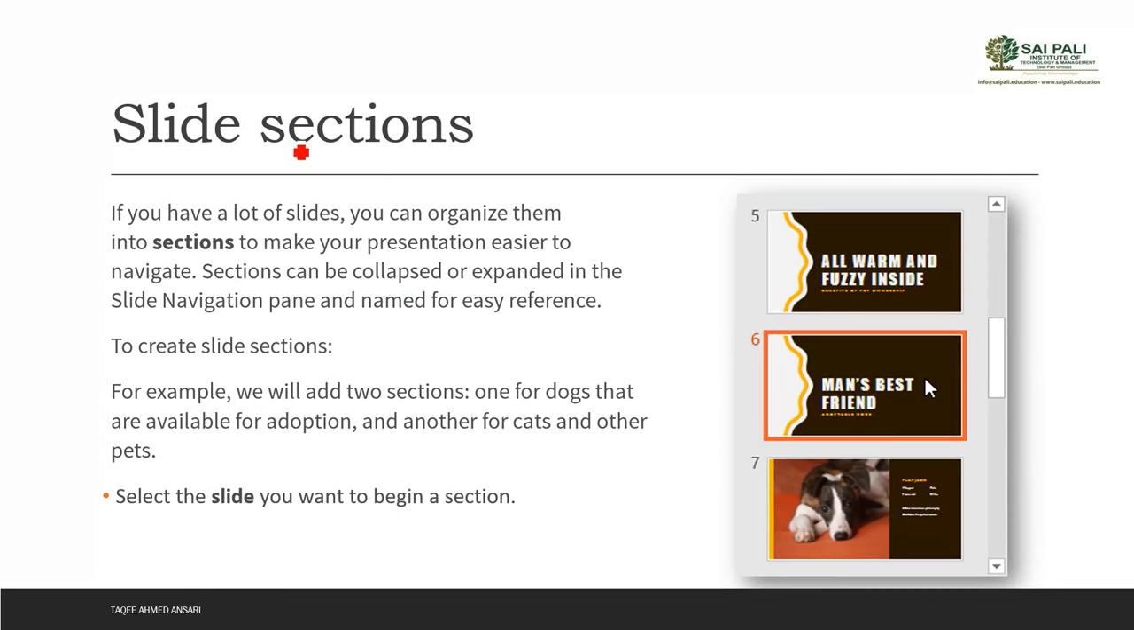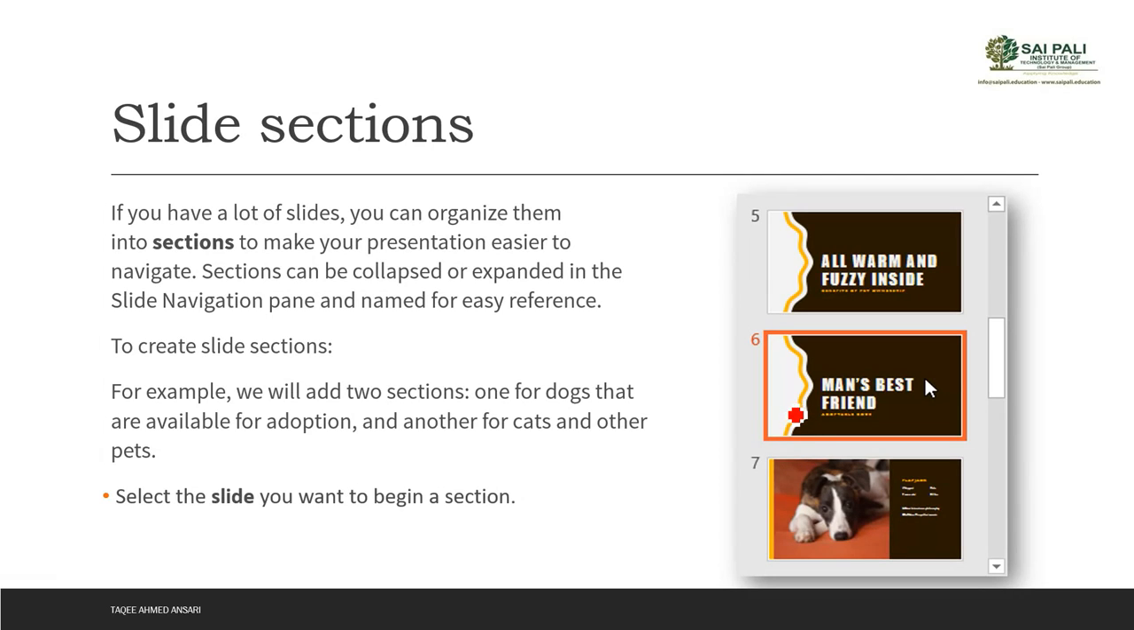Then we have another option, which is to divide your PowerPoint slides into sections. If you have lots of slides, you can organize them into sections to make your presentation easier to navigate. Sections can be collapsed and expanded in the slide navigation pane and named for easy reference also. For example, here I have different sections related to dogs and other animals, so I can create sections related to them.